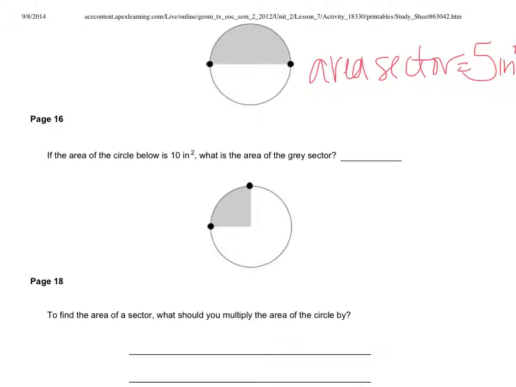So the area below is 10 inches squared. What is the area of the gray sector? Well, this time I hope you notice this sector here is a quarter of the circle. So we're going to have to divide 10 by 4, and I'm going to get 2.5 inches squared.